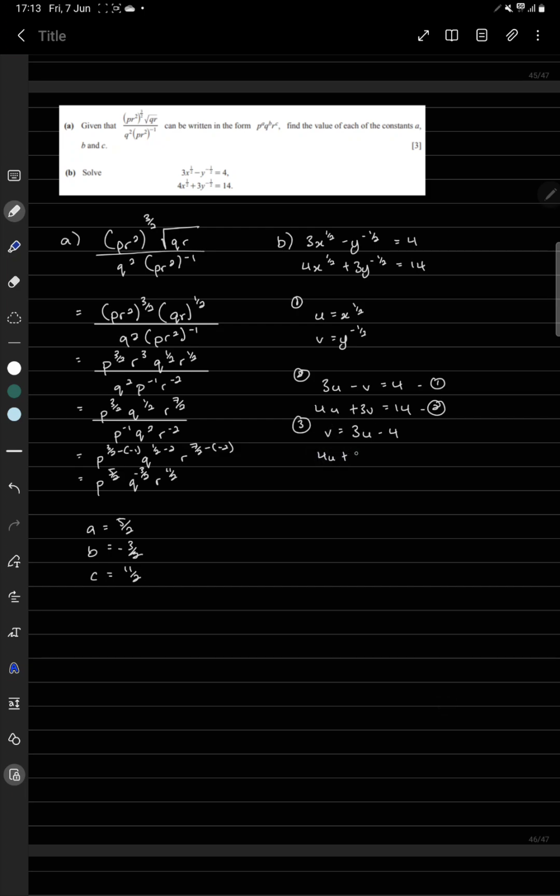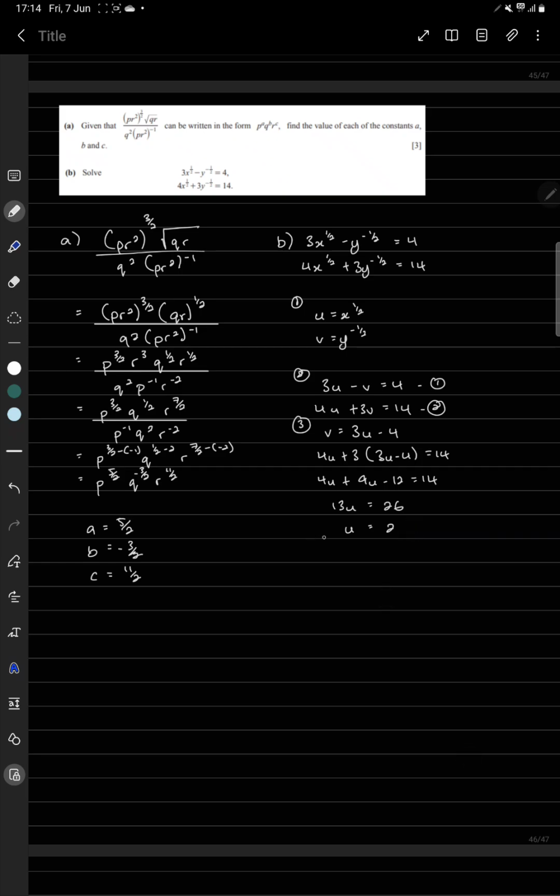Okay, now I'm going to substitute this v into the second equation. We have 4u plus 3 bracket 3u minus 4 equals 14. Then let's expand this. 4u plus 9u minus 12 equals 14. Then we have 4u plus 9u, that's going to give you 13u. Then 14 plus 12 is going to give you 26. And then u, 26 divided by 13 is going to give you 2.